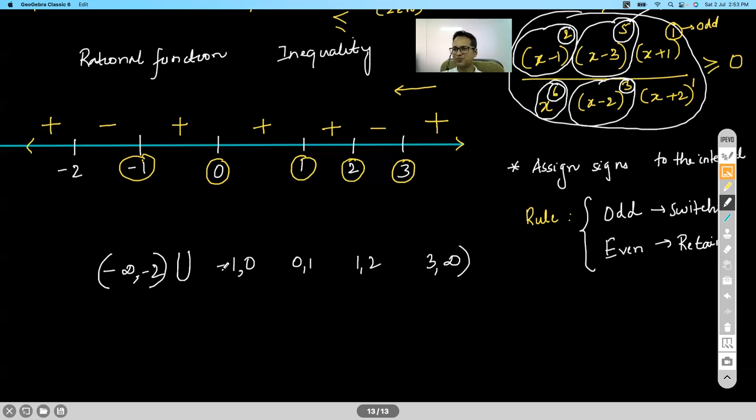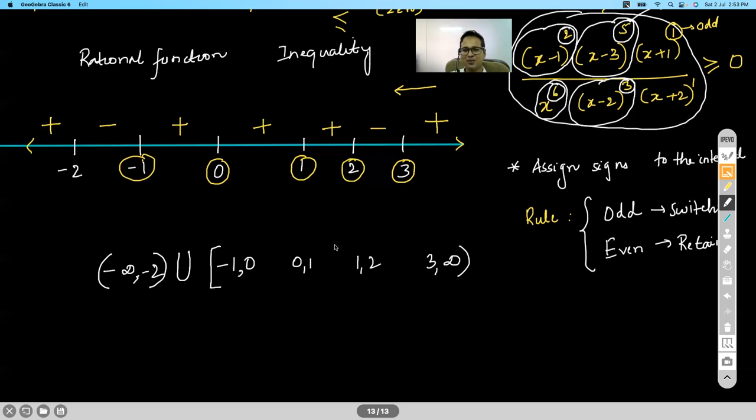Similarly, minus 1, can I include minus 1? Yes, you can include minus 1, because at minus 1, the expression will become 0, and that is part and parcel of the inequality. So I can include minus 1. Is it clear? Why did I put a square bracket next to it? Because at minus 1, your entire function will become 0, and equal to 0 is acceptable. I can have the answer as 0.